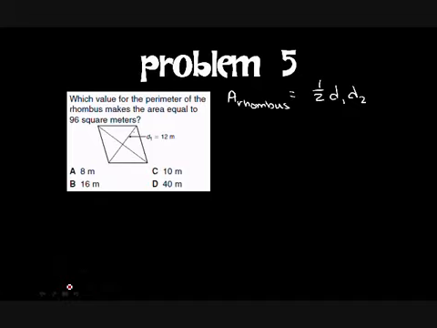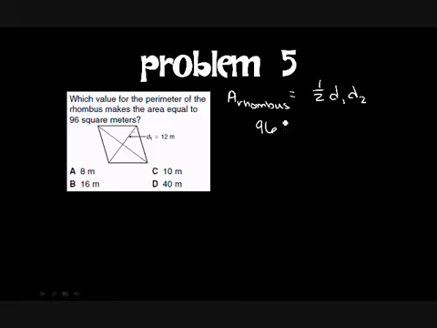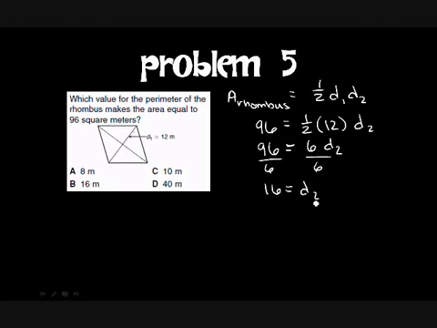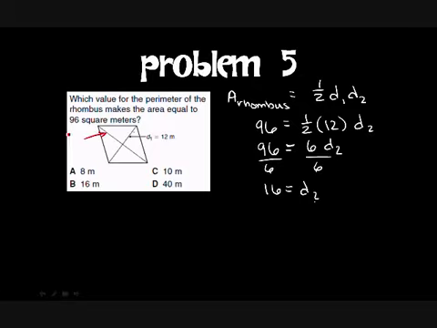So if the area is 96, let's go ahead and write that out. So we have 96 equals 1/2 d1 they give us, which is 12, and we need d2. So I'm going to go ahead and get rid of the 1/2. 1/2 of 12 is 6, and then if I divide both sides by 6, I get 16. So that means the diagonal 2 is 16 units long. So I'm going to write that here.